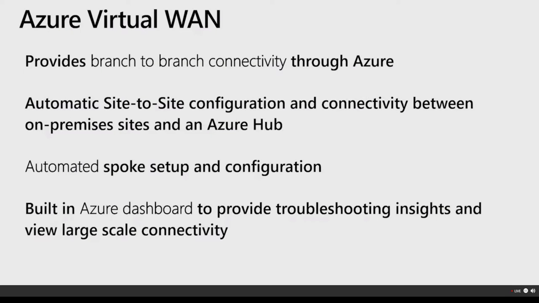With Azure Virtual WAN, we can provide connectivity between 2 of your different physical on-prem branches through Azure itself. This gives us an automatic site-to-site configuration and connectivity between these on-prem sites and an Azure hub. In essence, it gives us an automated spoke setup and configuration when we step through the processes, and a built-in Azure dashboard to give us some troubleshooting insights and view our connectivity on a larger scale.